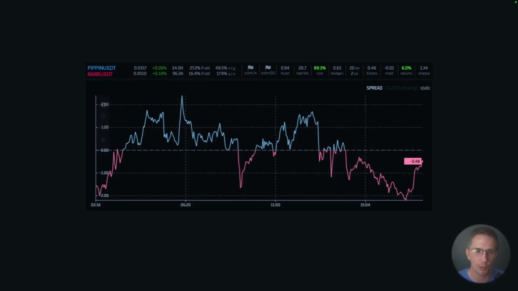So first of all, why do we care about Vine copulas? Well, right now you can see this chart. You're used to seeing this chart. There are two assets here, Pippin USDT versus Rare USDT. Whenever this chart goes deeply in the red, typically a trader might go long on Rare and short on Pippin. And when it goes high up in the blue, they might go long on Pippin and short on Rare. And so this is pairs trading. It's statistical arbitrage. It's looking at the relationship between two assets.